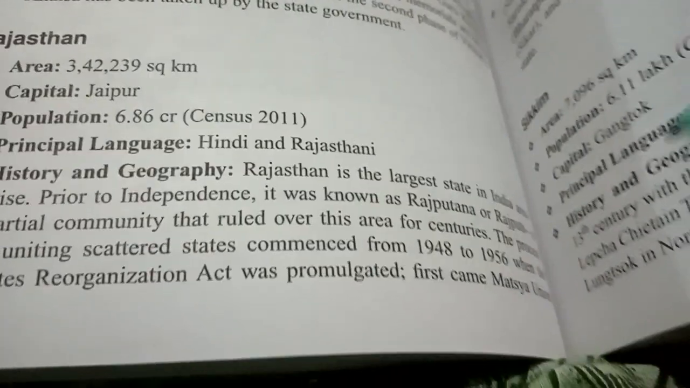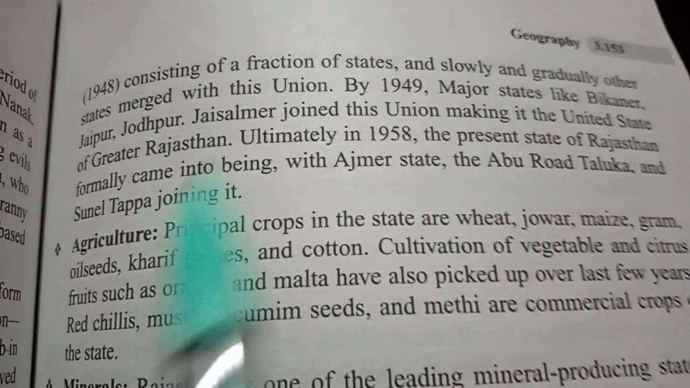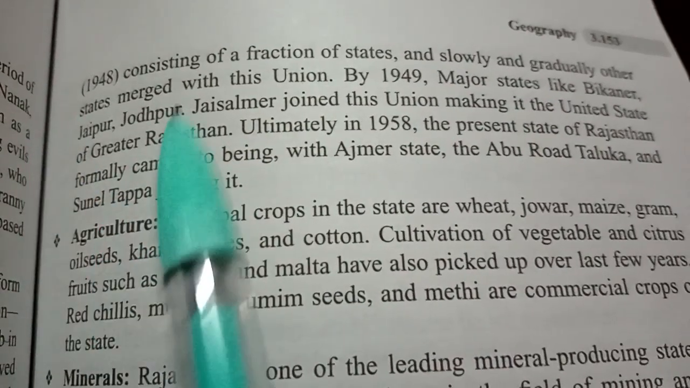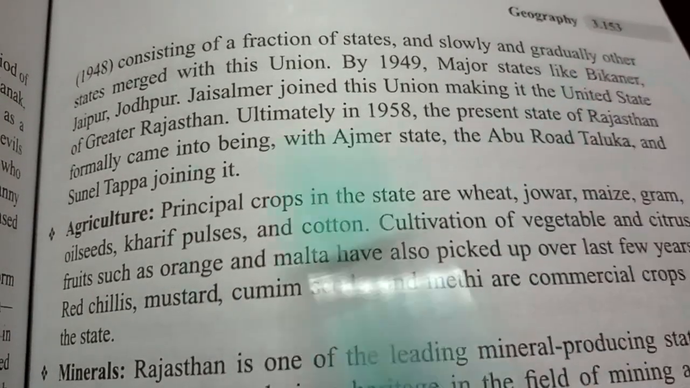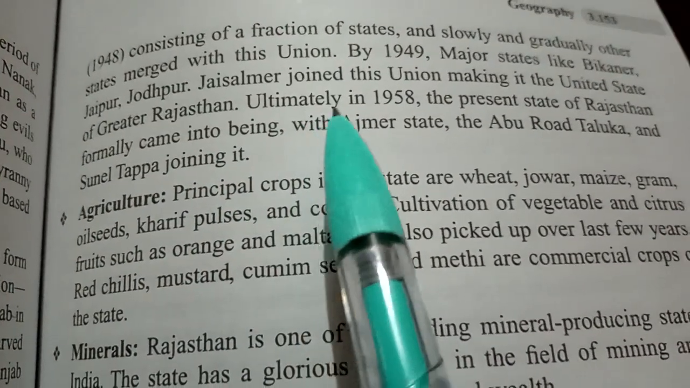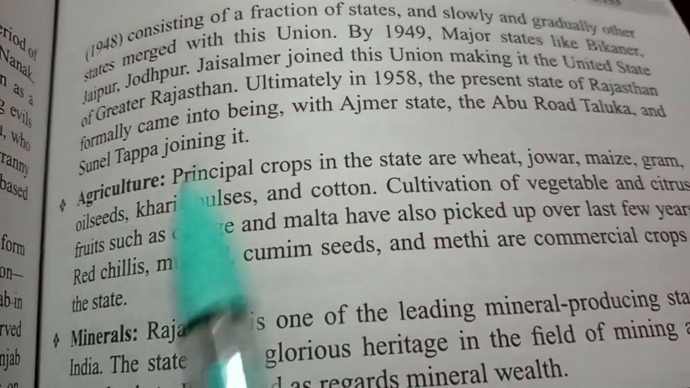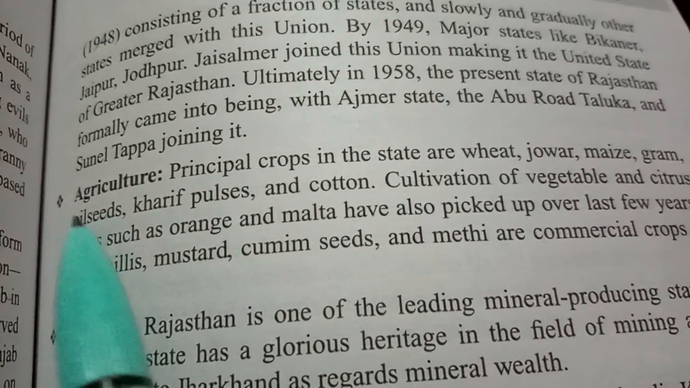First came Matsya Union, consisting of fractions of states, and slowly and gradually other states merged with this union. By 1949, major states like Bikaner, Jaipur, Jodhpur, Jaisalmer joined this union, making it the United States of Greater Rajasthan. Ultimately, in 1956, the present state of Rajasthan formally came into being, with Ajmer state, the Abu Road Taluka, and Sunel Tappa joining it.